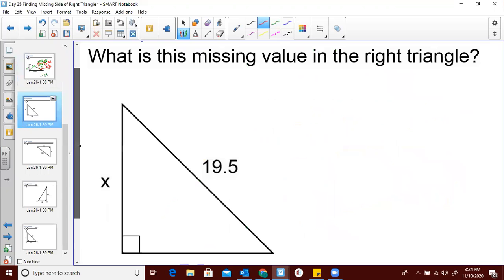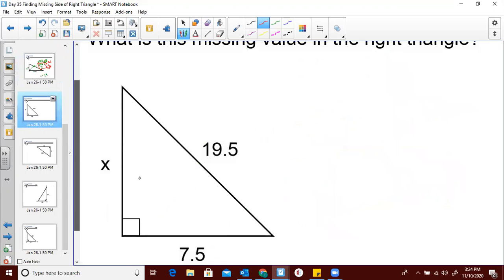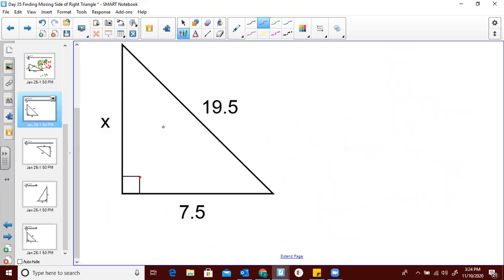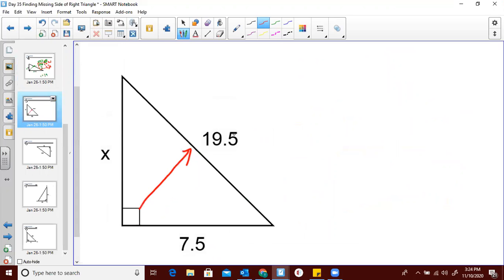All right, what's the missing value of this right triangle? Again, we have our right angle symbol. And when I draw my line out, opposite it, you'll see that that's my hypotenuse. You can also tell that 19.5 is bigger than 7.5. Is it bigger than x? We don't know what x is, but I can guarantee you that it is, because the hypotenuse is always opposite our right angle symbol. So that means this number has to be the biggest.